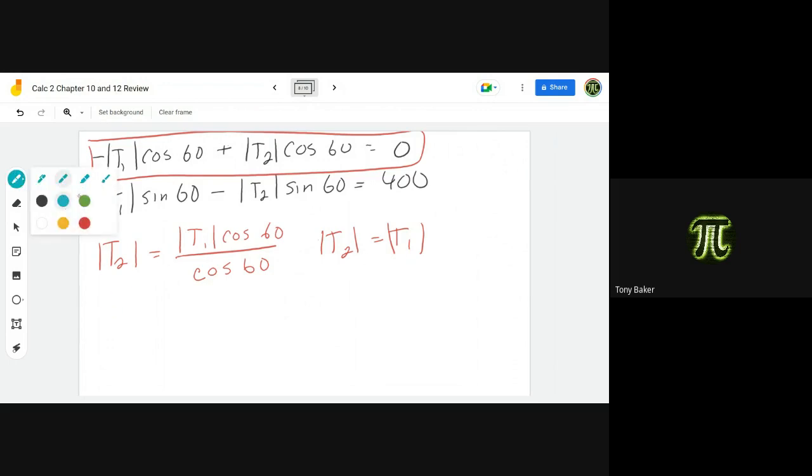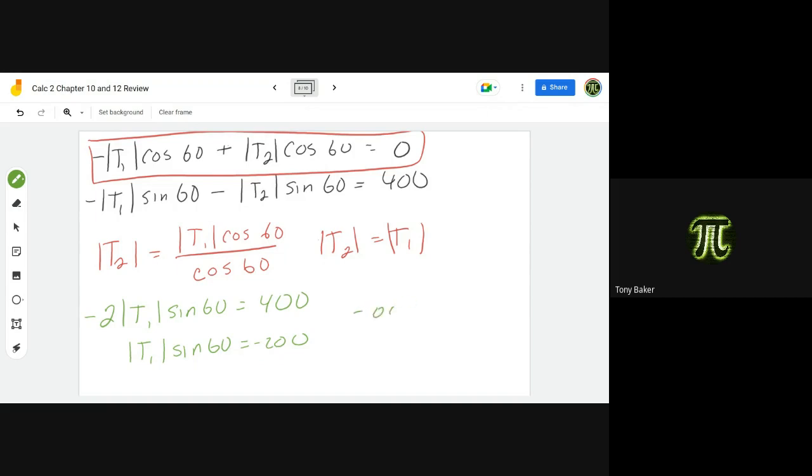So I can take this statement here, and now change that to -2 T1 sine 60 equals 400. And I messed up my, well, actually, I didn't mess up my because it's going down. So the magnitude of T1 sine 60 equals negative 200. So we divide that negative 200 by the sine of 60. The sine of 60 is square root of 3 over 2.